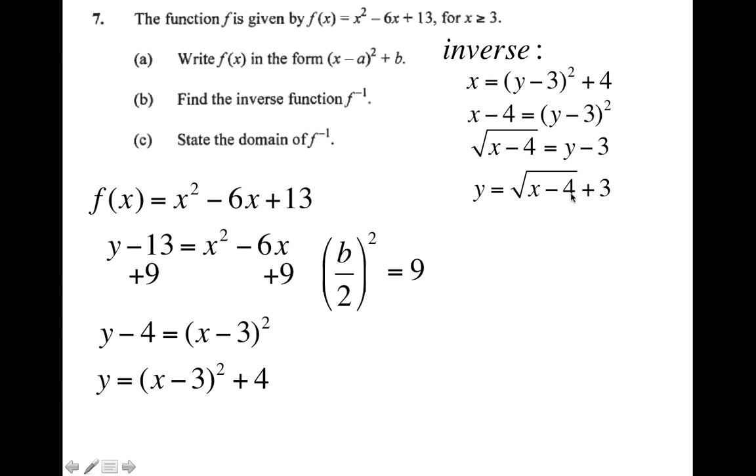So this is your inverse function, which you can then write with the proper notation, f to the power negative 1. Well, that just means inverse. So here's your inverse function. Okay, C says state the domain of the inverse.